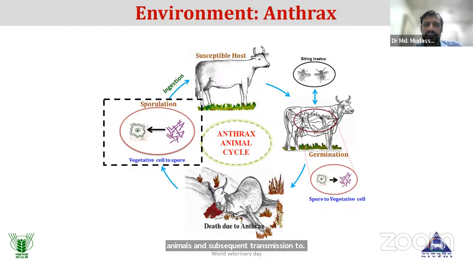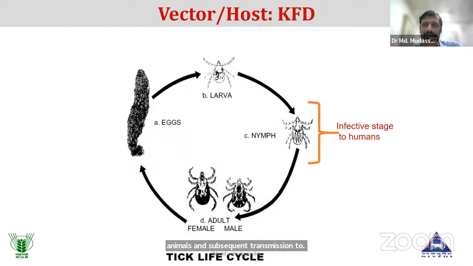So this is one example of a reservoir. Now the next example: if you talk of a vector, the disease which we work on is Kyasanur Forest disease. In this case, the vector can also maintain the virus, and there are some hosts. They say some rodent species also harbor the virus and maintain the endemic KFD areas. The nymph is the infective stage to humans, which transmits the virus.